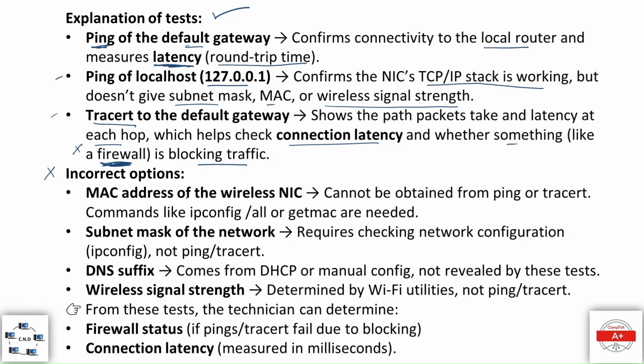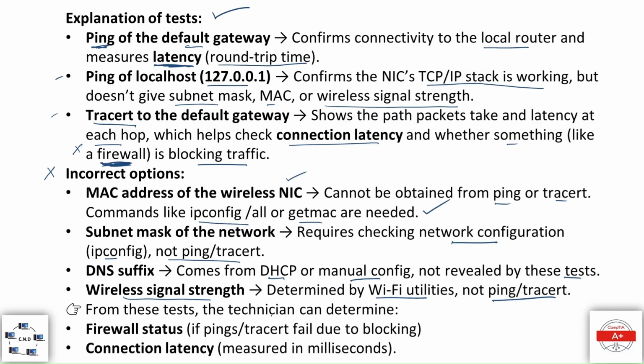So the incorrect options are: MAC address of the wireless network interface card cannot be obtained from ping or trace route. Commands like ipconfig /all or getmac are needed to get the MAC address. Subnet mask of the network requires checking network configuration, that is using the ipconfig command, not the ping or trace route command. DNS suffix comes from DHCP or is manually configured, not revealed by these tests. And wireless signal strength is determined by Wi-Fi utilities, not through ping or trace route commands.